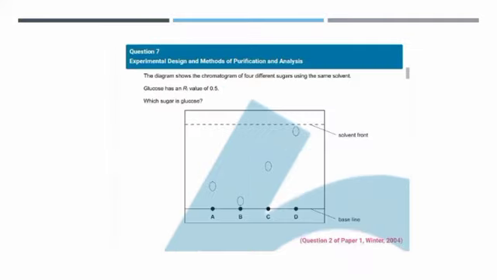Then I have another question on chromatography. We know that chromatography is a topic that is very popular in our exams. The diagram shows the chromatogram of 4 different sugars using the same solvent. Glucose has an RF of 0.5. Which sugar is glucose? It's very clear. The RF of 0.5 is by C.